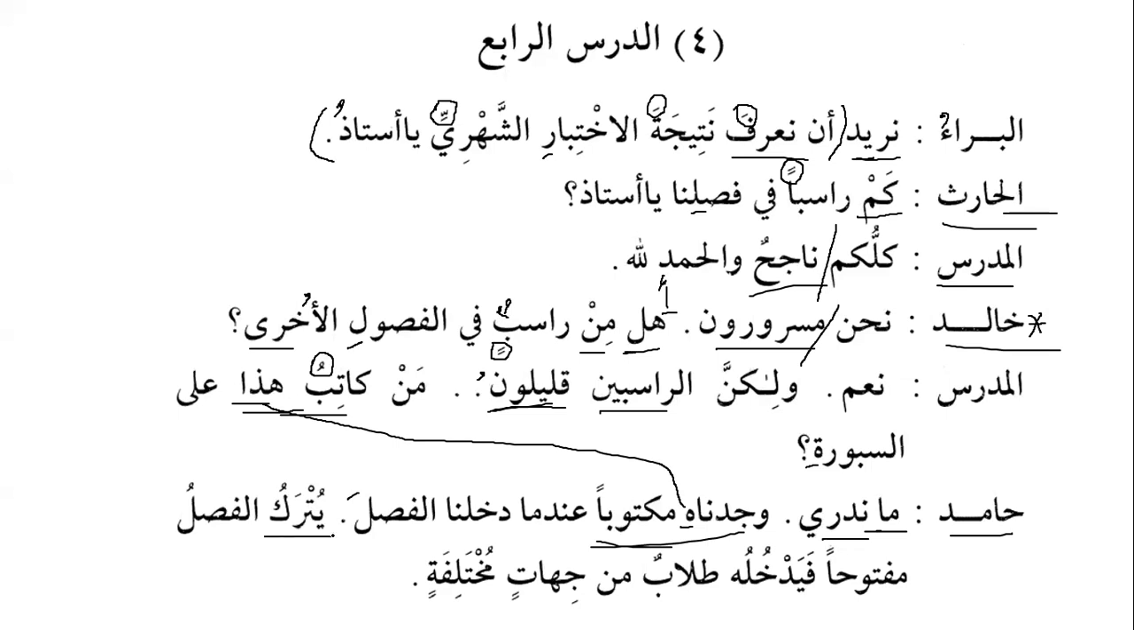يترك, it is left. What is left? The noun that comes after that, if it has dhamma, that means this is naib al-fa'il. يترك الفصل, the classroom is left مفتوحا, open. فيدخله, and enter it. Who is referring to the classroom? طلاب, students. من جهات مختلفة, from different directions. The classroom is left open and the students enter it from different directions.